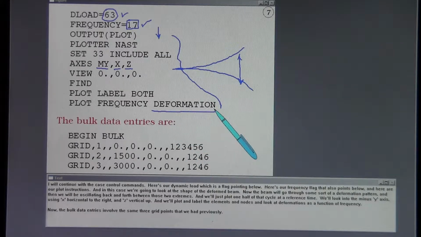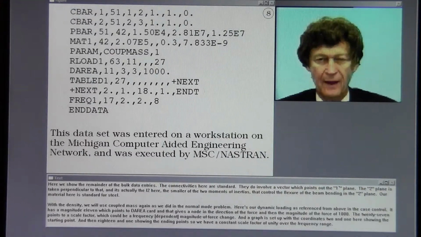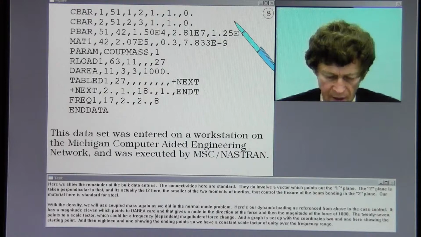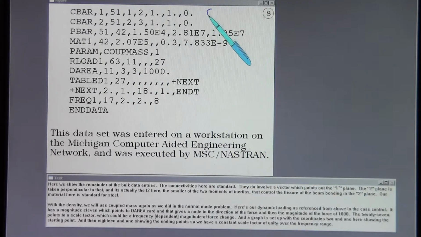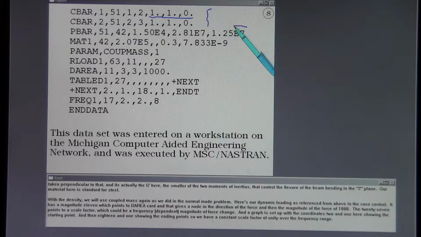Now, the bulk data entries involve the same 3 grid points that we had previously. Here we show the remainder of the bulk data entries. The connectivities here are standard. They do involve a vector which points out the 1 plane. The 2 plane is taken perpendicular to that, and it's actually the I2 here, the smaller of the 2 moments of inertia, that control the flexure of the beam bending in the 2 plane.